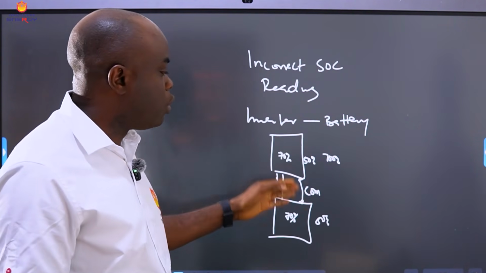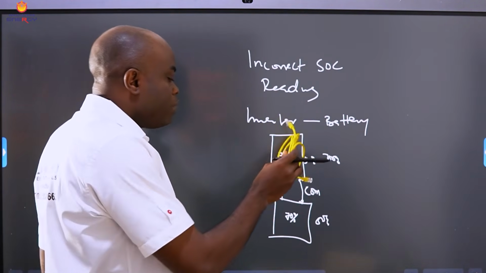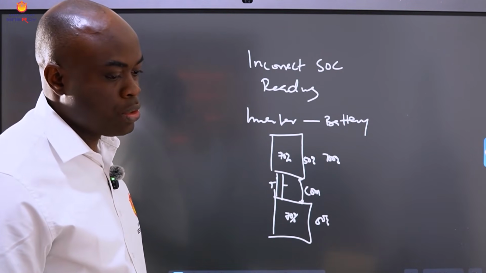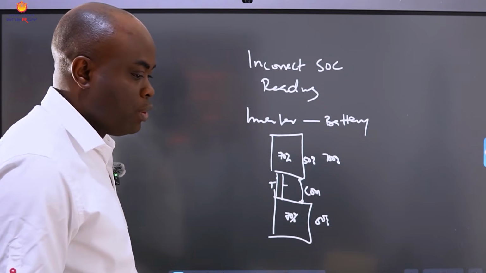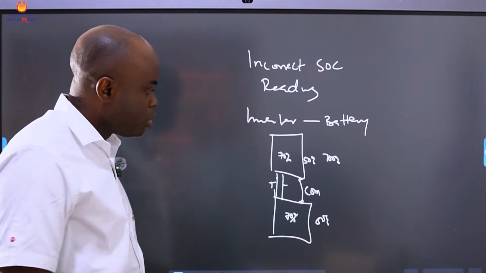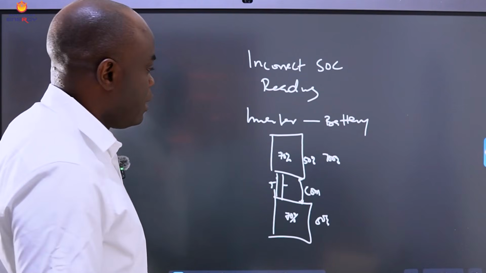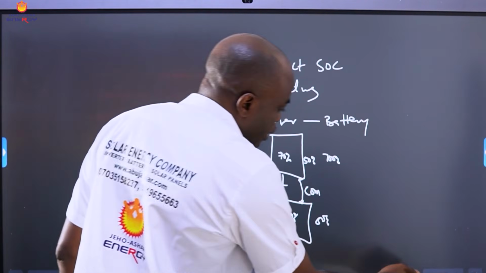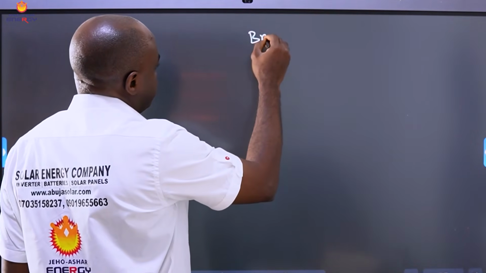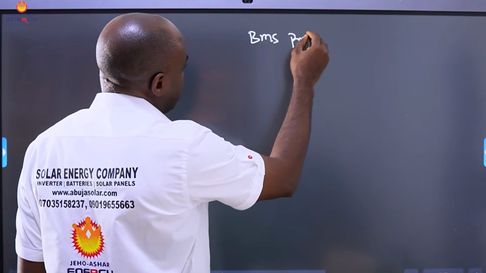If you don't have a communication cable between your inverter and battery, you can experience that a lot on your site or on your project if you don't have that communication cable connected between them. Then let's go to the next one. The next one is BMS protection.